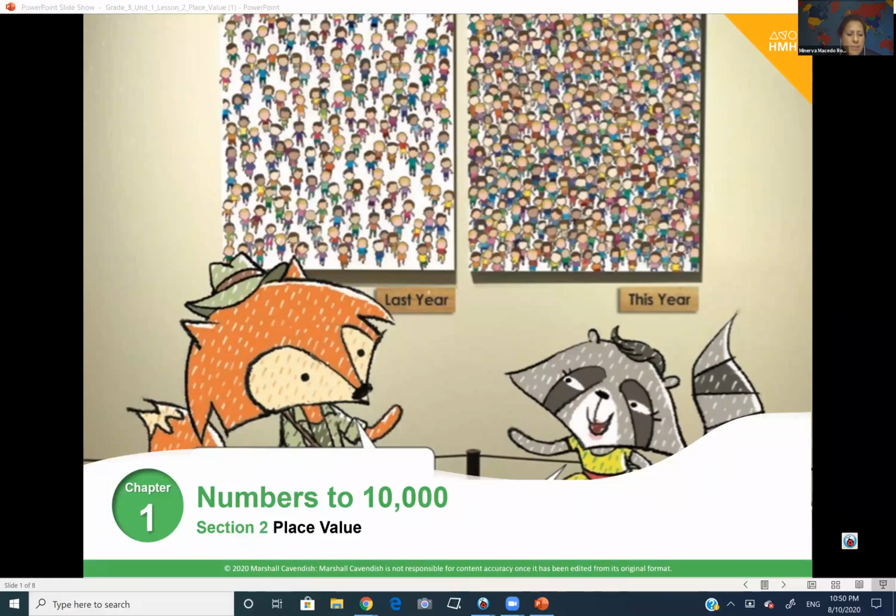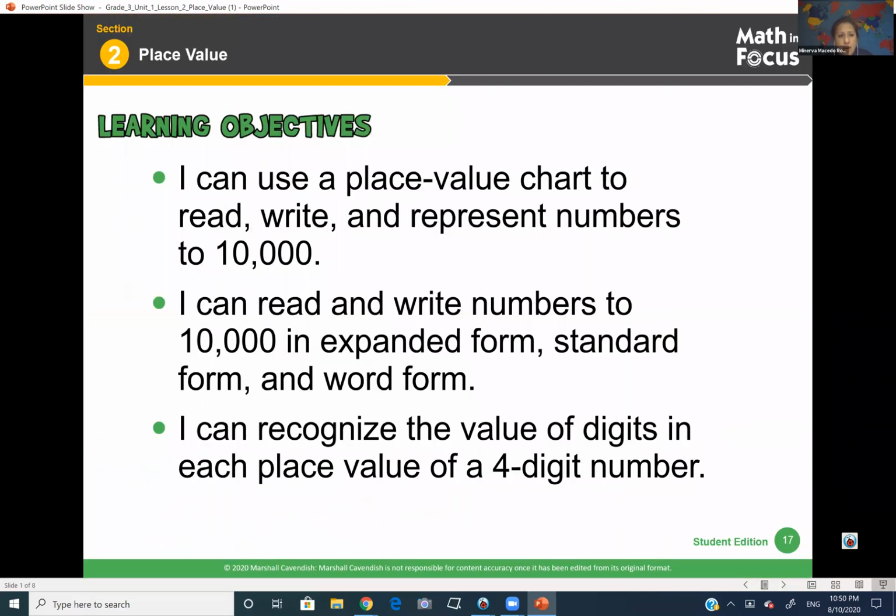Hello guys, we're in chapter 1, numbers to 10,000, section 2, place value. And today we're going to be learning about, these are our learning objectives for today. I can use a place value chart to read, write, and represent numbers to 10,000. I can read and write numbers to 10,000 in expanded form, standard form, and word form. And I can recognize the value of digits in each place value of a 4-digit number.